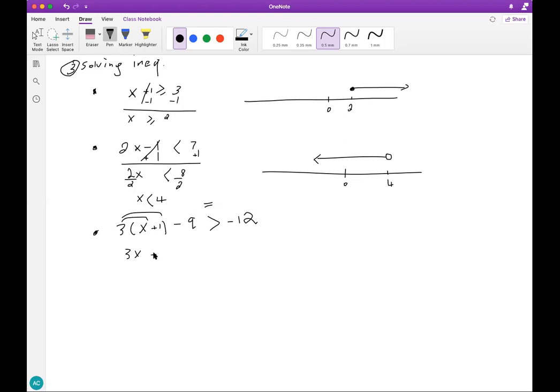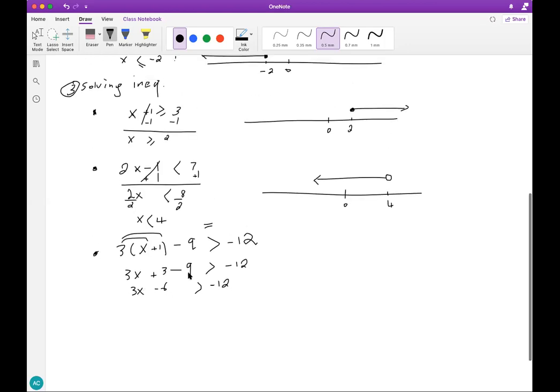So 3x plus 3 minus 9 greater than or equal to negative 2. Now we're going to work on this side, combine like terms. Looks like we can combine positive 3 and negative 9. What's positive 3 minus 9? Minus 6. Right? Will be negative 6 greater than negative 2.